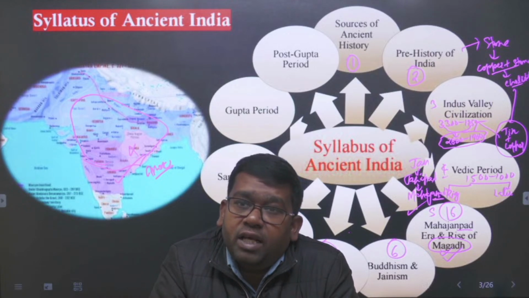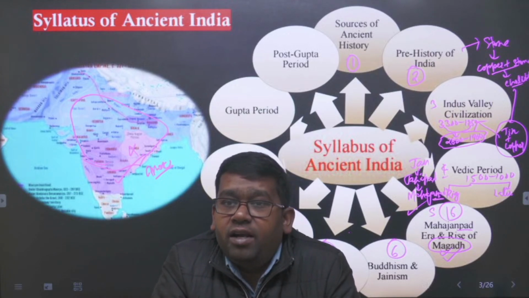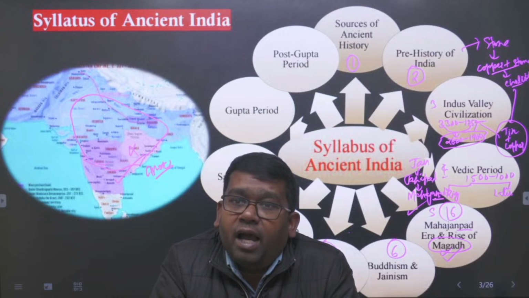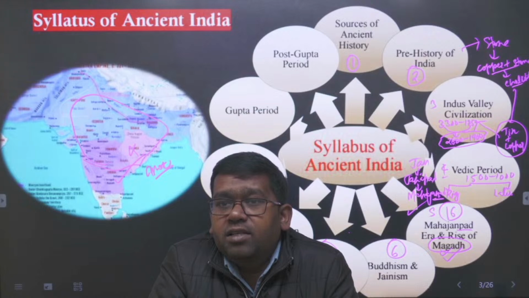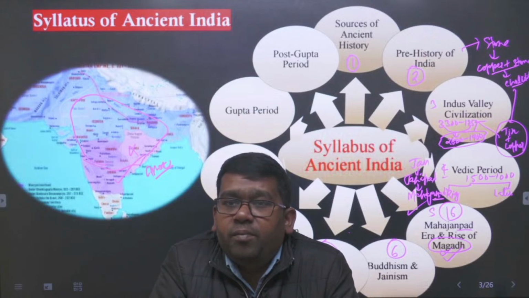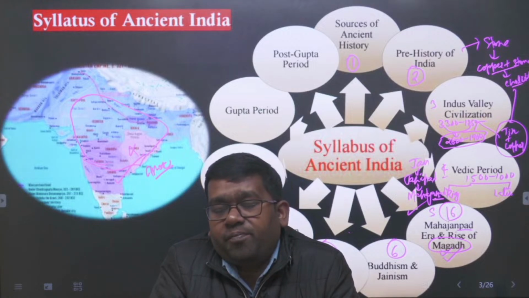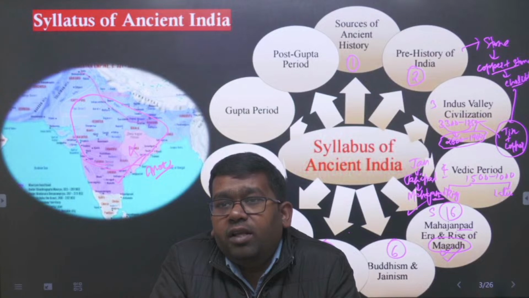He adopted Salekhana. What did he adopt? Salekhana. He retired himself, and then he died by starving. Salekhana is a practice where people starve, meaning they give up eating before death, till death. Okay, we can say. So the second ruler is Bindusara.